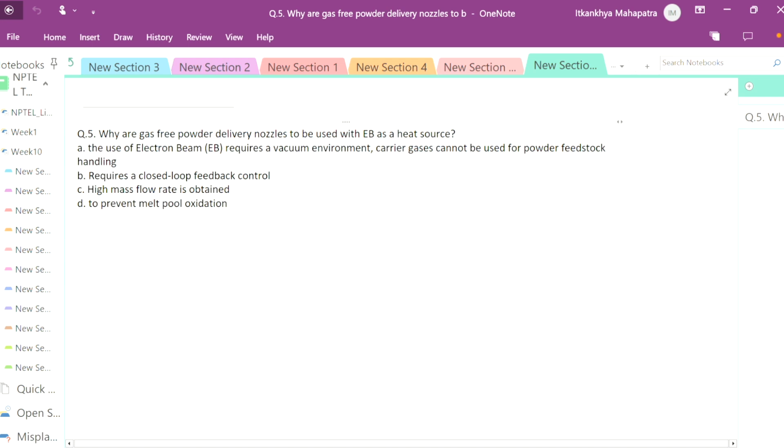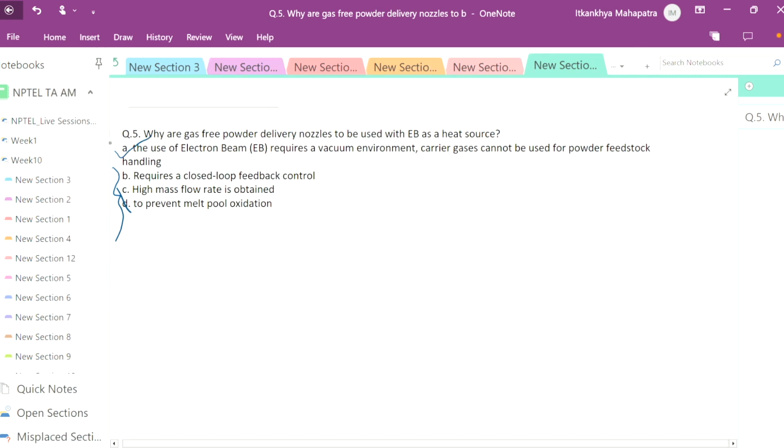So use of electron beam requires very high mass flow rate, closed loop feedback control. Now, high mass flow rate leads to surface roughness and crack porosity. And when we have a... this is the correct option.